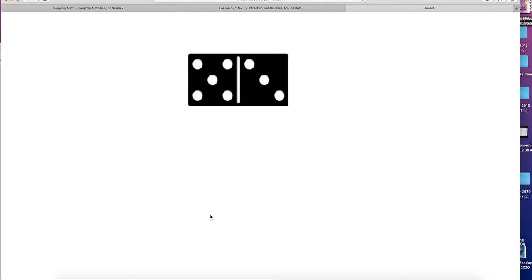Valerie, do you remember the other one? 3 plus 5. Right, I could turn the domino around and have 3 plus 5, which would also equal 8. Remember, it doesn't matter what direction the addends are in, the two numbers that you're adding together. You could have it be 5 plus 3, it's going to equal 8. 3 plus 5 is going to equal 8.